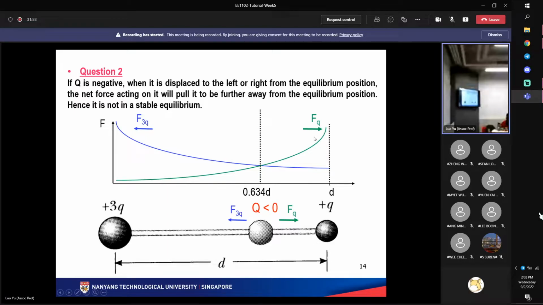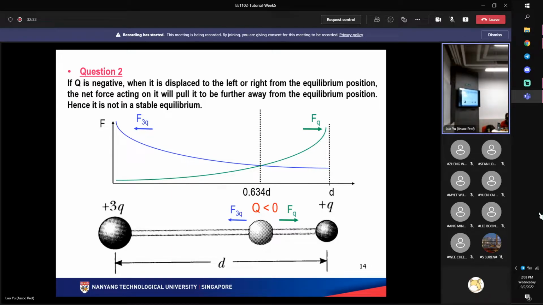So the net force should be along which direction if the particle is shifted to the right? Should the total force be along the right or left direction? Right, very good, because in this case FQ is dominant. FQ minus F3Q is larger than 0, so it's on the right. Which means if the particle shifts a little bit to the right, the net force will try to push the particle away from the equilibrium point. Clearly this is unstable equilibrium.